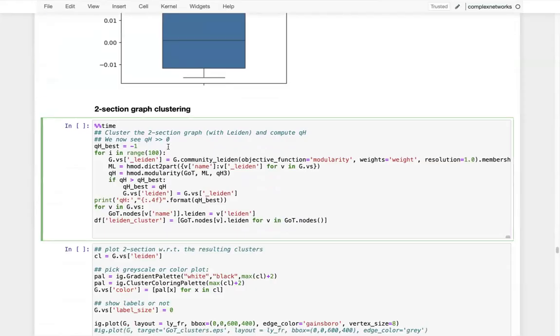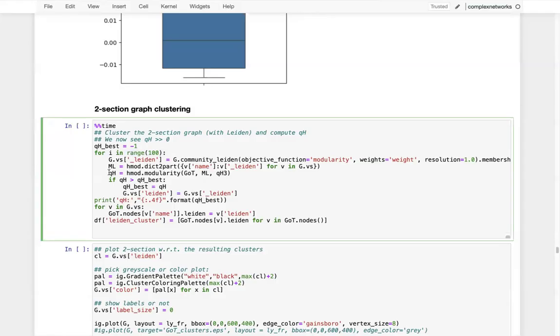And here's one trick, because I mentioned a few times already that one difficulty with hypergraph algorithms is that they're often much slower than running a similar algorithm on a graph. So one in-between solution one can use is to actually run something on a graph, but then use a hypergraph-based measure. And here's an example where we're going to run the Leiden algorithm 100 times on the two-section graph built from our hypergraph.